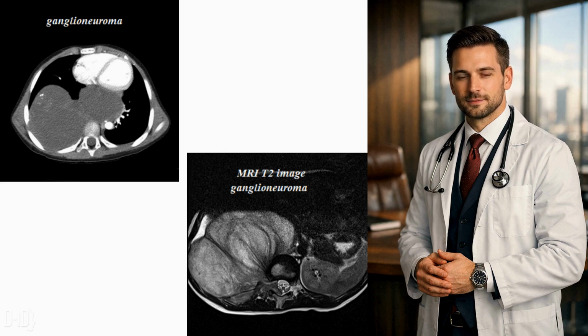On MRI, T1, low signal. T2, very bright signal due to myxoid stroma. Progressive, delayed enhancement. Now here's the key clinical pearl: it can encase vessels without invading them. No necrosis, no hemorrhage. This behavior is very important.